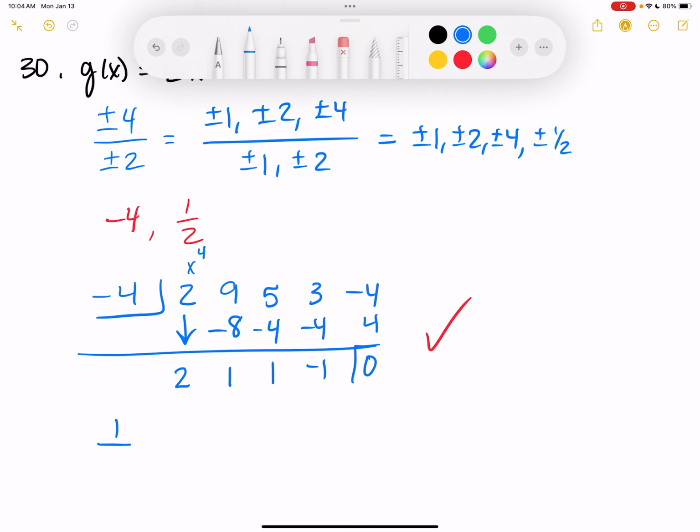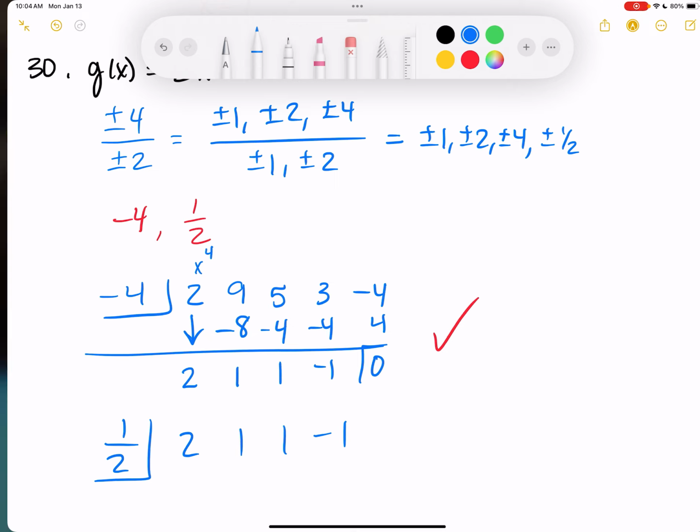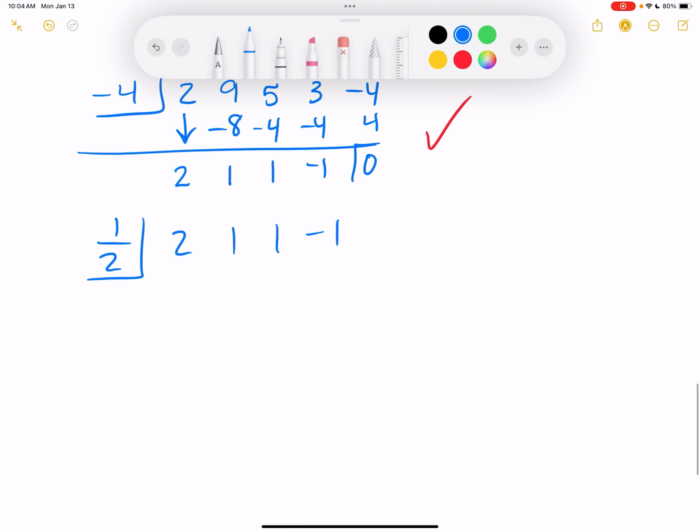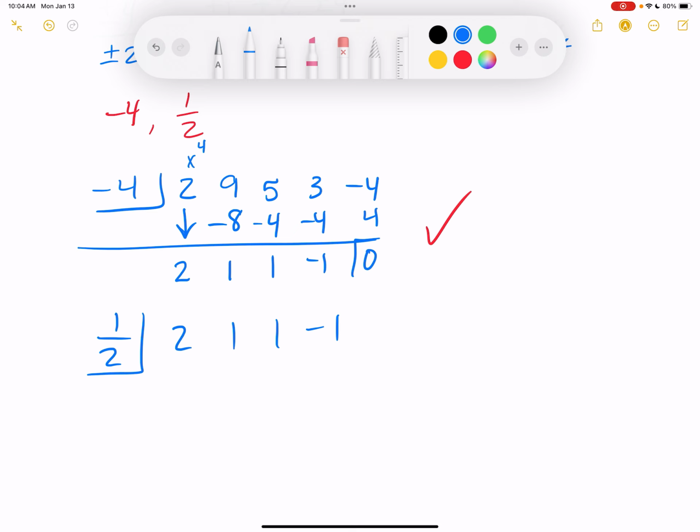So 1/2 now goes in the box. And you can either use the original numbers or you can use the numbers we just found. I would say just use the numbers we just found, because it's getting you ready for the next section. 2, 1, 1, -1. All right, bring down the 2. 2 times 1/2 is 1, plus 1 is 2. 2 times 1/2 is 1, plus 1 is 2. 2 times 1/2 is 1, minus 1 is 0.